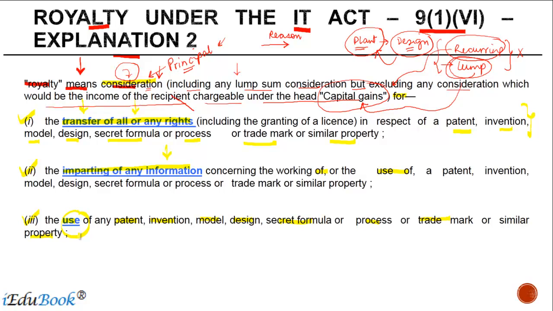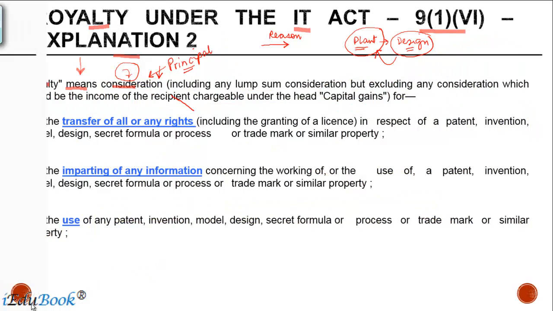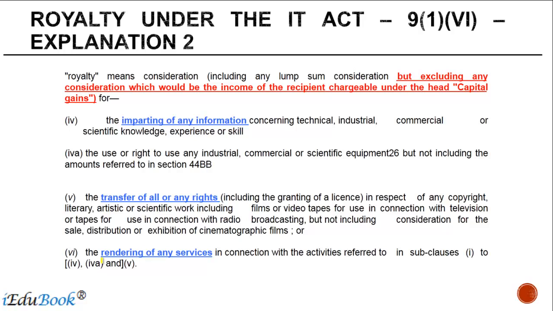Third, the use of any patent, invention, model, design, secret formula, process, trademark, or similar property. So if I am allowed to use the trademark of a foreign company in return for a consideration, right? So if an Indian company makes a payment to a foreign company for the use of its brand in India, then those payments would get classified as royalty, right? The portion which is there on the top is the same which we had in slide 1. This is only for the ease of your reference. It's not duplicating.